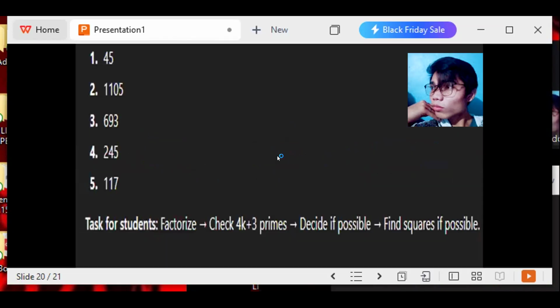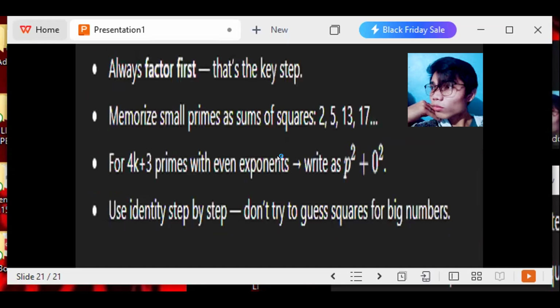I want to leave you a task and I want you to solve it on your own for practice and for your more improvement. So before we end, I want to leave some tips regarding sums of two squares. So first is always factor. That's the key step. Memorize small primes as sums of squares such as 2, 5, 13, 17, and so forth. For 4k plus 3 primes with even exponent, you can write it as p squared plus 0 squared, like 3, which is 3 squared plus 0 squared.